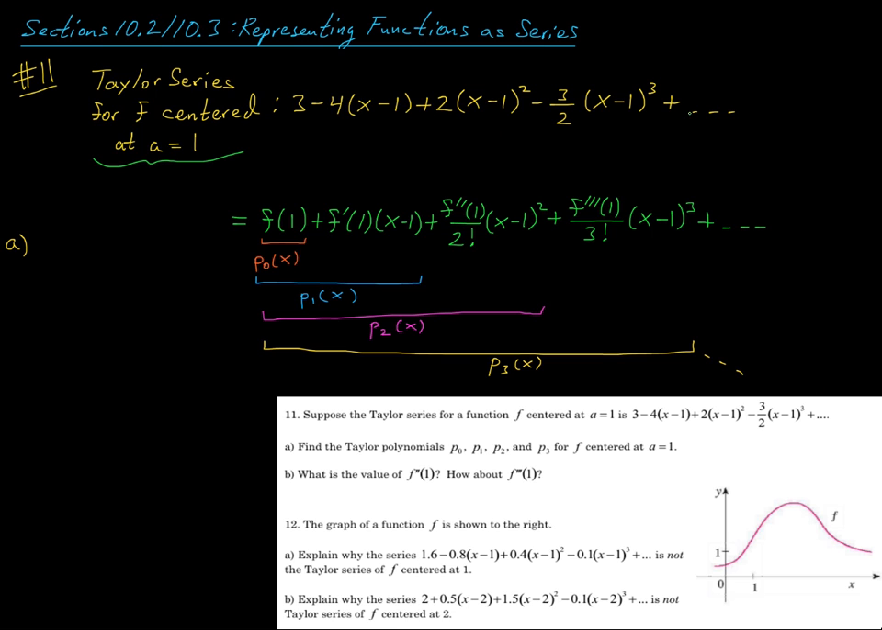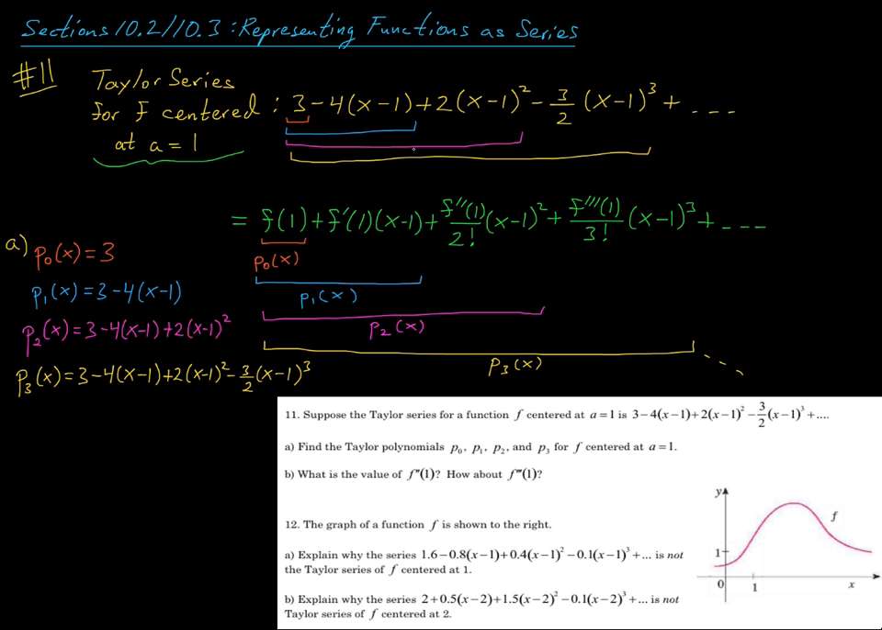So looking at this given series here, we can see that p0 of x, that's the constant term 3. p1 of x, we go up to the linear term, so we get 3 minus 4 times x minus 1. p2 of x, that's where we go up to the quadratic term, so we get this. And p3 of x, that's where we go up to the cubic term. All right, cool. Part B, it says, what's the value of f double prime of 1?